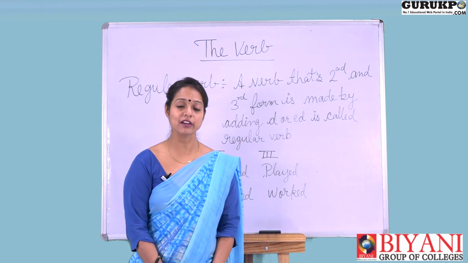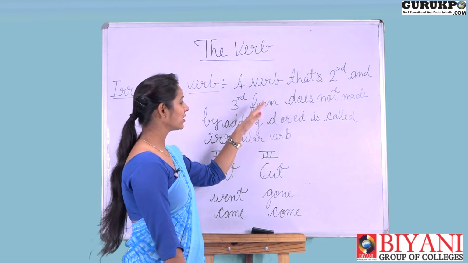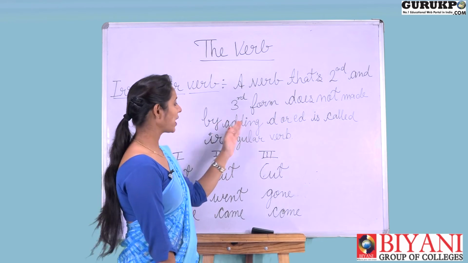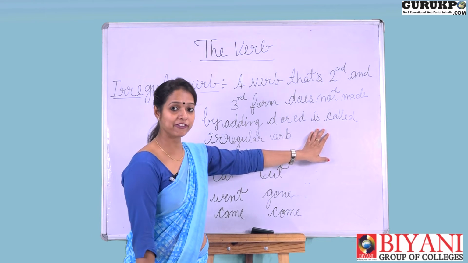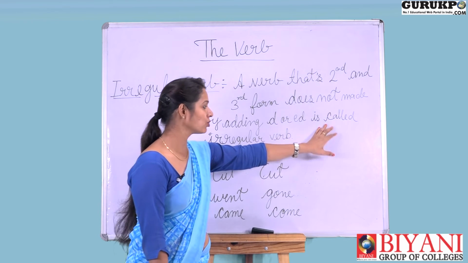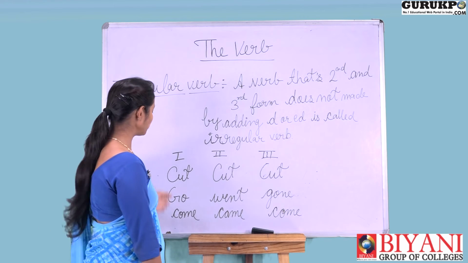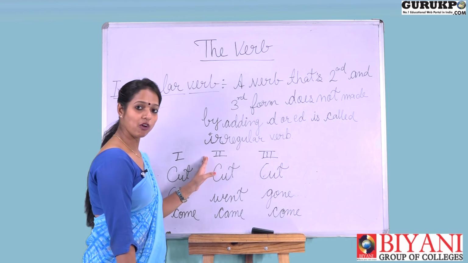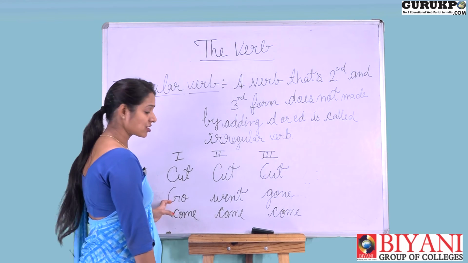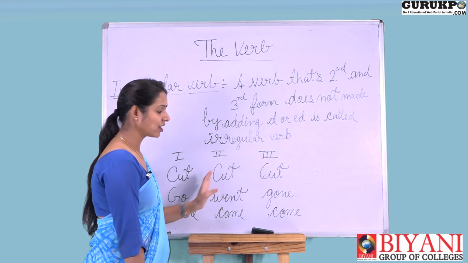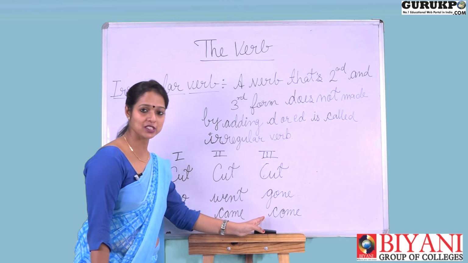Now we will see the irregular verbs. An irregular verb is a verb whose second and third form is not made by adding d or ed, or whose formation is completely different in the second or third form. Here are some examples of irregular verbs. Cut, whose second form is cut and third form is cut also. The next is go, whose second form is went and third form is gone. Come: second form is came and third form is come.